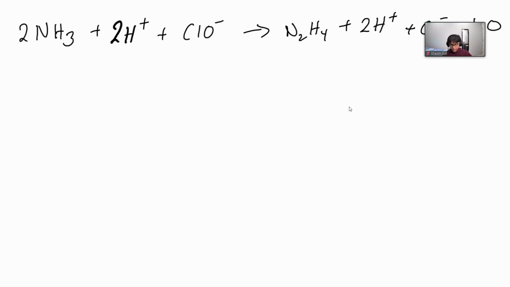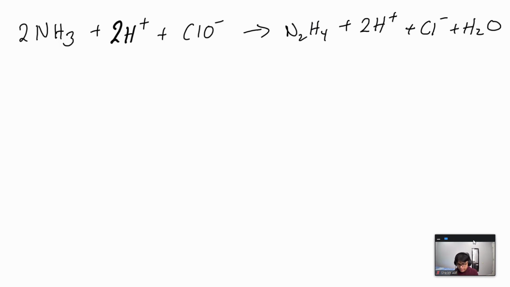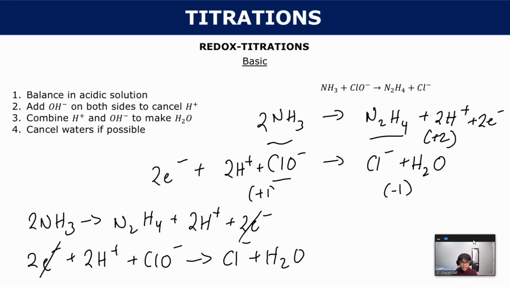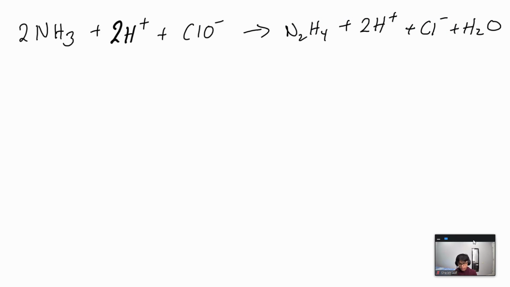Okay, so I combined it on the next slide here. Let me just move that down so you can see it. And so our next step is to add OHs on both sides to cancel out the hydrogens. So on the left-hand side, we have two H plus here. And so let's add two OH minus to balance that out. And then on the right-hand side, let's add two OH minus here too to balance out those two H plus.